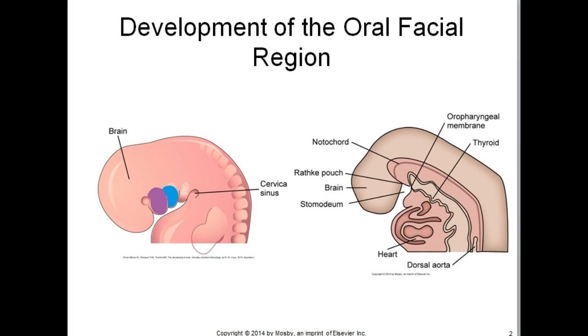Meckel's cartilage appears in the 1st arch. The superior hyoid appears in the 2nd. The inferior hyoid appears in the 3rd, and the laryngeal cartilages appear in the 4th. The cranial base cartilages arise to support the brain and form the auditory and olfactory sense capsules.